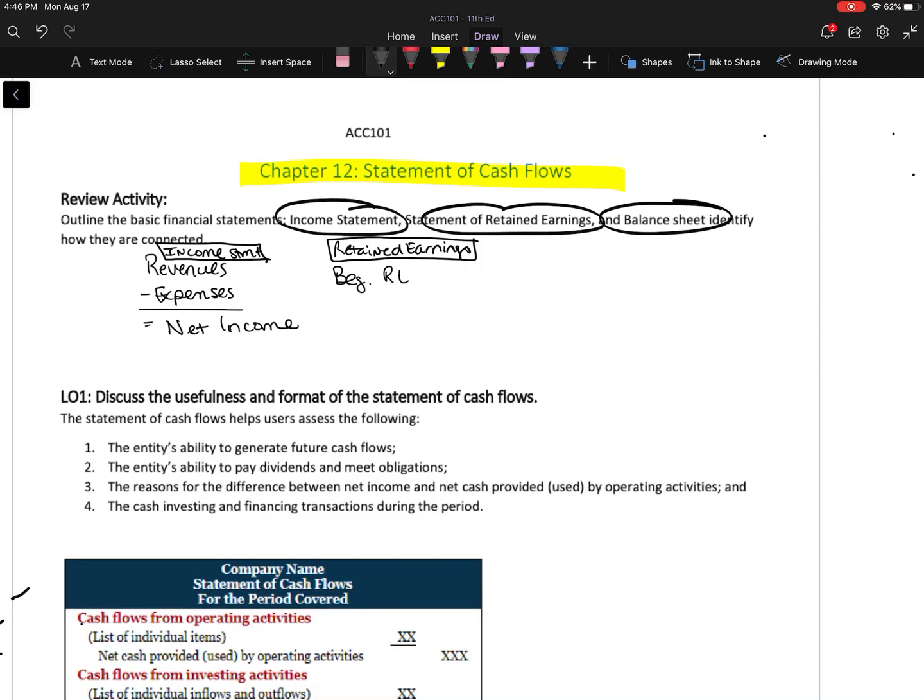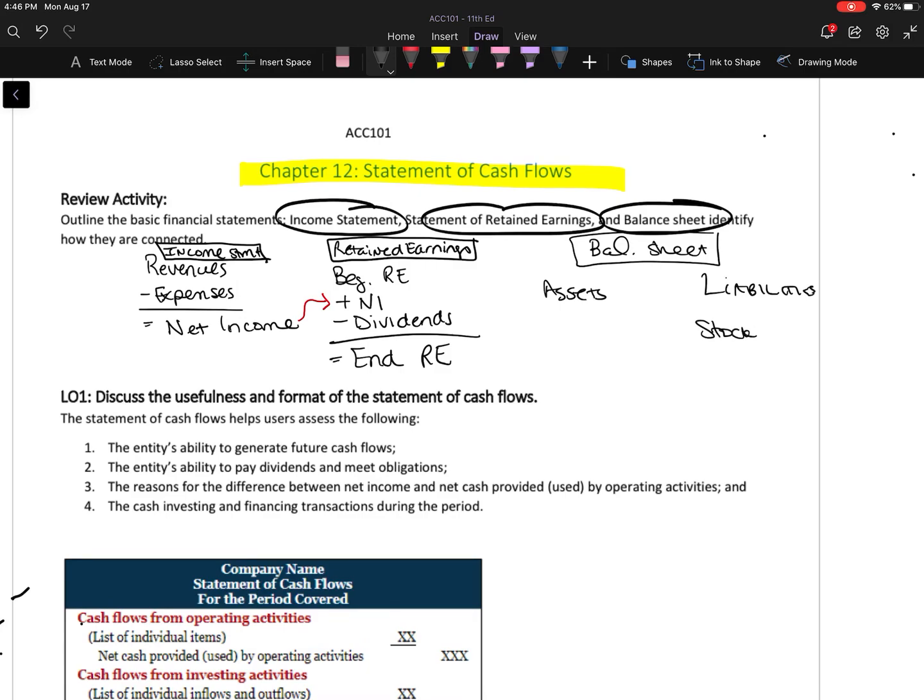Your retained earnings statement, and again, really simple form, is beginning retained earnings plus your net income, which comes from that previous statement, minus your dividends equals ending retained earnings. And finally, you have your balance sheet.